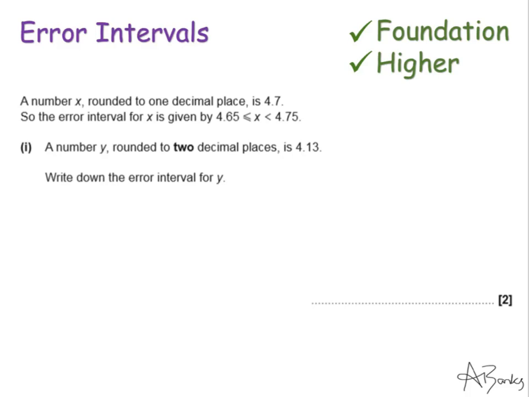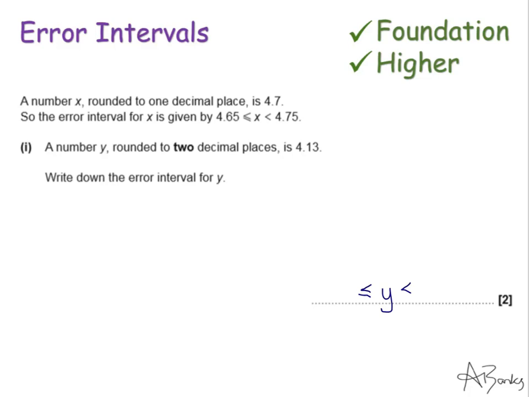So this question here says a different number, a number y rounded to two decimal places is 4.13. Write down the error interval for y. So I'm going to start by setting this up. Because they're talking about y, I'm writing y in the middle. And with these error intervals, it's always going to be greater than or equal to the smaller value and less than the larger one. So that's how I'm going to set up the middle section, and then I need to figure out what numbers go above and below.